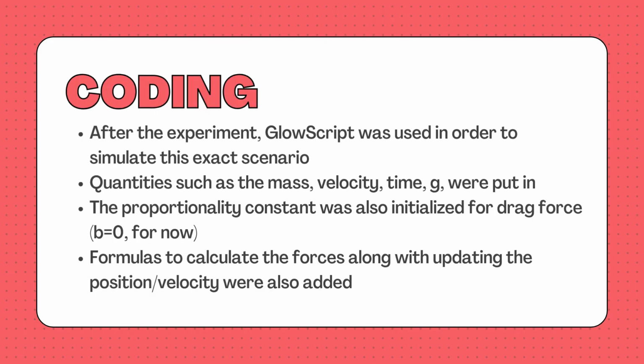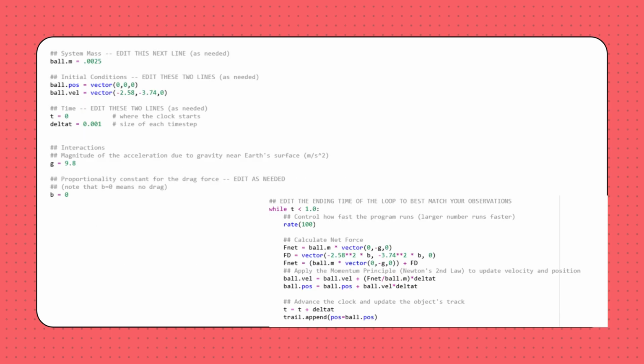After the experiment, GlowScript was used in order to simulate this exact scenario. Quantities such as the mass, velocity, time, and g were put in. The proportionality constant for the drag force, b, was also initialized, at 0 for now. Formulas to calculate the forces along with updating the position and velocity were also added. These are all the things being put in, and these are all the formulas used to calculate.